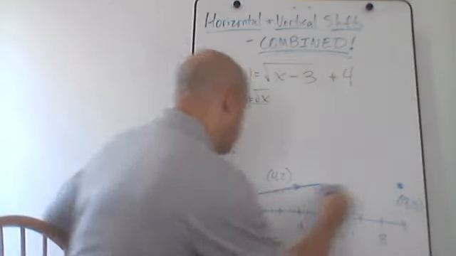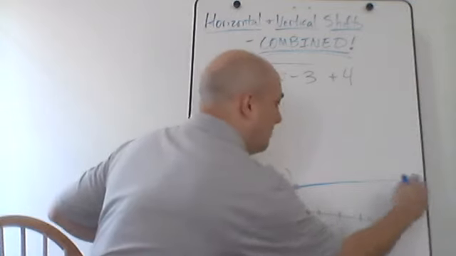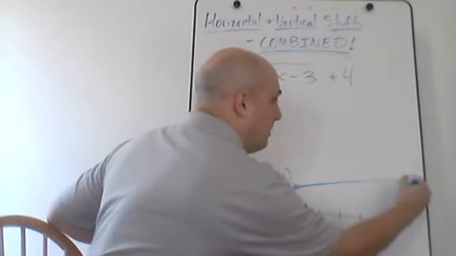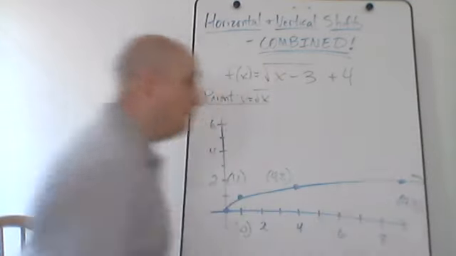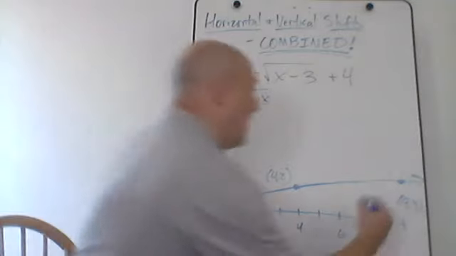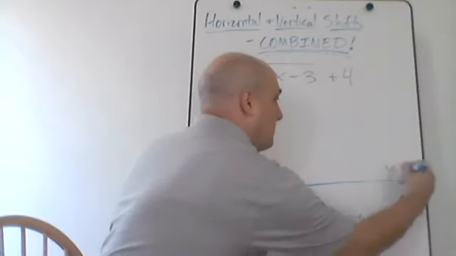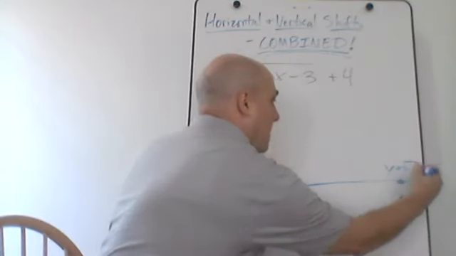So let me just try to connect those points. I missed that last one a little bit. Let's just put that point up there and pretend that didn't happen. All right, so that's my graph of y equals the square root of x. All right, that's my parent function graph.